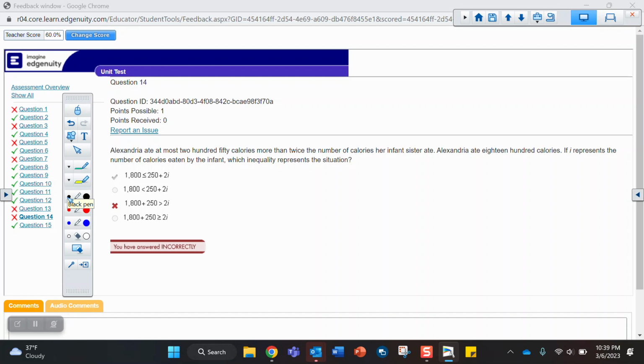And this one's similar as well. It's looking at the words at most, and this is what we just talked about. So at most means less than or equal to.